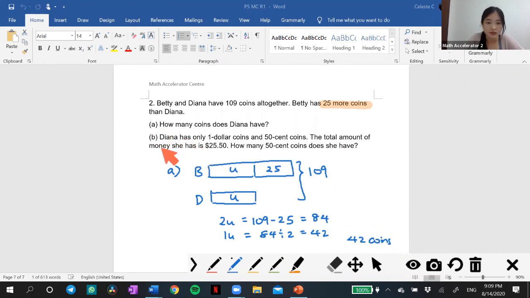Okay, so let's get into part B, which is a bit more complicated. Diana has only $1 coins and 50-cent coins, so a combination. Total amount of money she has is $25.50. How many 50-cent coins does she have? So this question, part B.